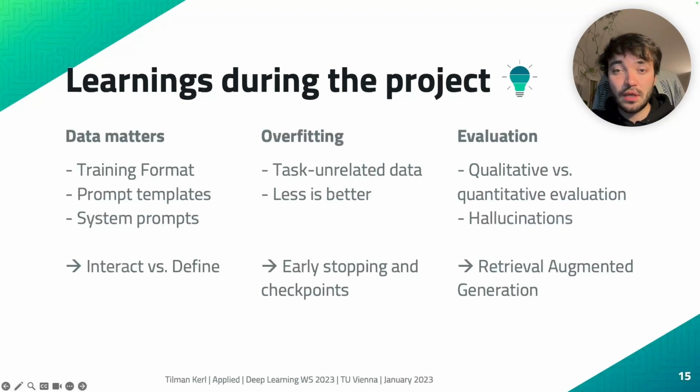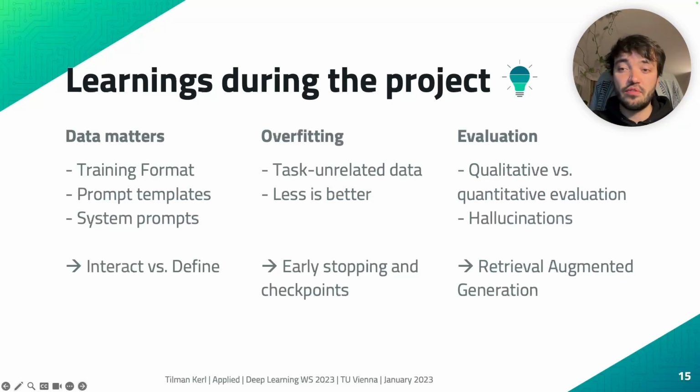Secondly, fine-tuning Llama-2 for a text generation model can easily result in overfitting. Adding task unrelated data helps the model to maintain some of its previous knowledge. Also, reducing epochs and introducing early stopping and checkpoints, and working with them efficiently, can result in better performance.